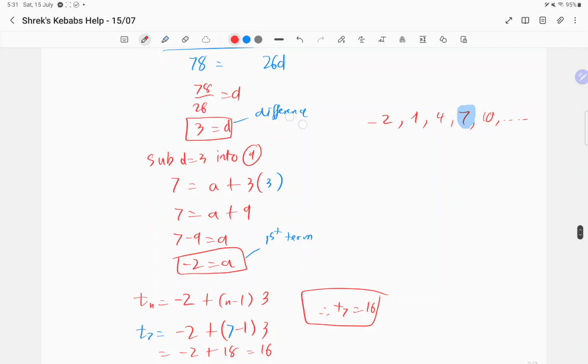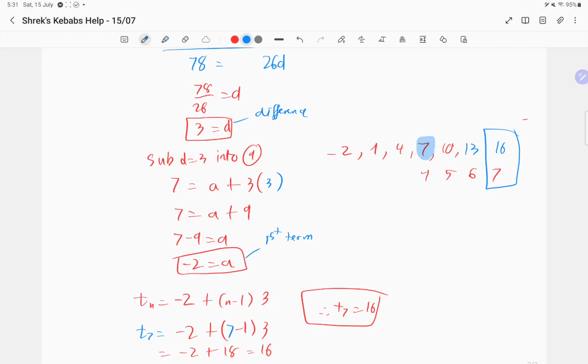Let's see if it's correct. All right, back to this sequence here. If we were to keep going, that's the 4th term, 5, 6, 7. Let's keep going. So 10 plus difference 3 is 13 and then 16. Aha, the seventh term is 16, so it's correct.